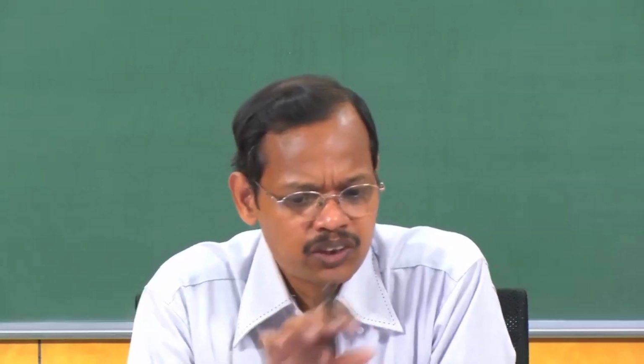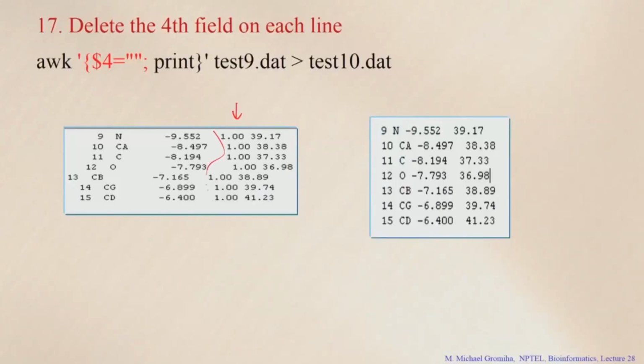So, if you want to delete the fourth field, for example, if you see this one, everything is 1. I do not want this information, I want to eliminate it. So, I want to delete the fourth field on each line. In this case you have to put awk, right, and this $4 is the fourth column, that should be empty, right, do not write like this.